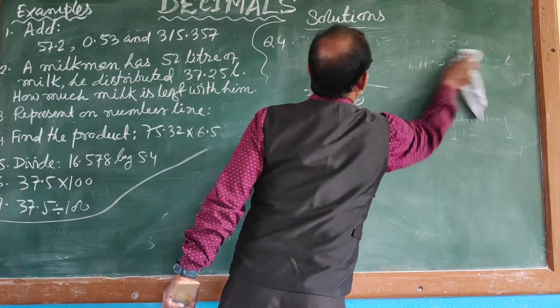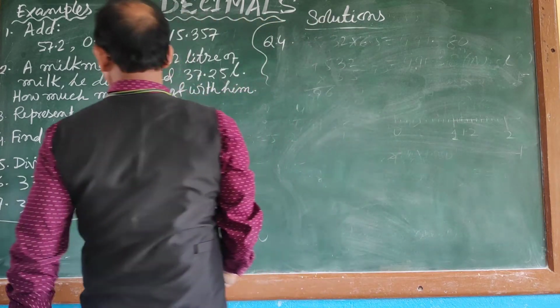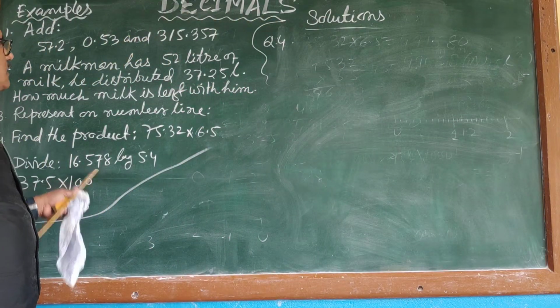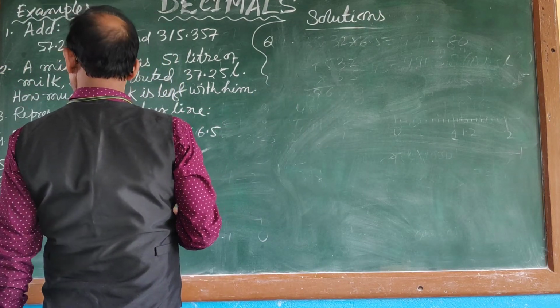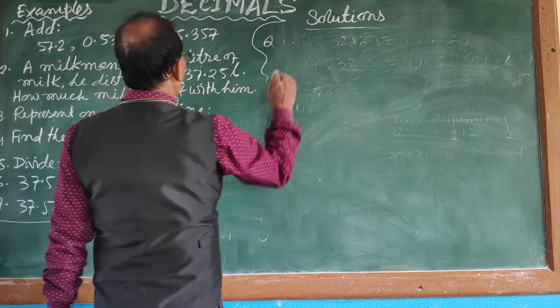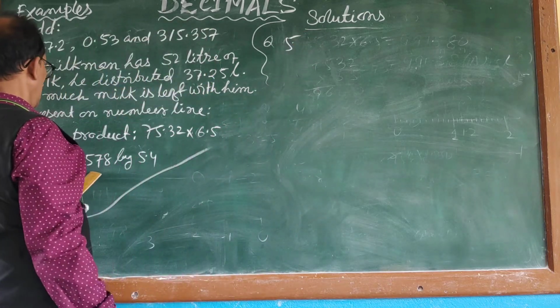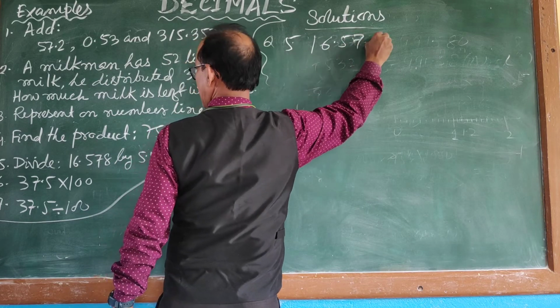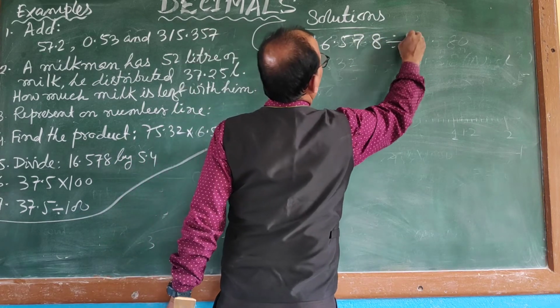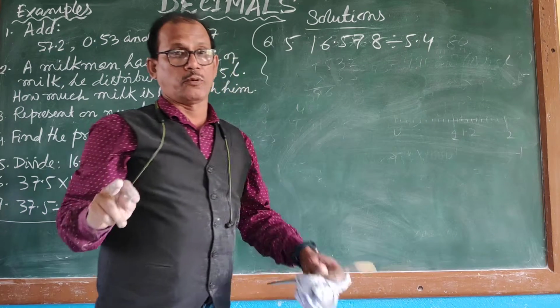Now doing the division is another challenge for you. Children, you must understand this division. I will take example number 5. Example number 5 is 16.578 divided by 5.4. That's very, very important.